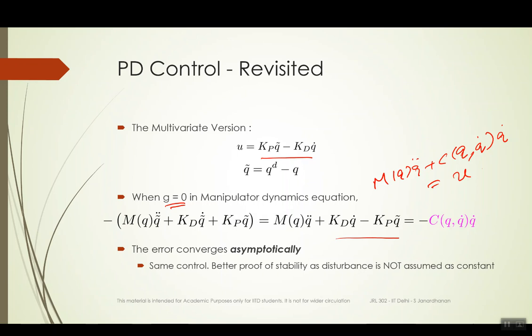Okay, and you having this structure would give this equation. What we want to prove is that the error, that is q tilde, goes to zero asymptotically with the same control, with the same diagonal control. And so it is a better proof for the stability, because now we are not assuming that the disturbance, that is the C of q comma q dot term, is a disturbance, and we are not assuming it to be a constant either.